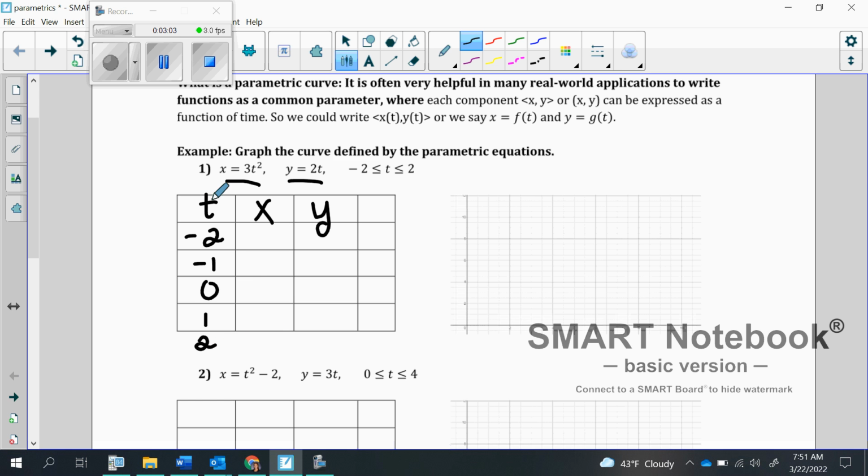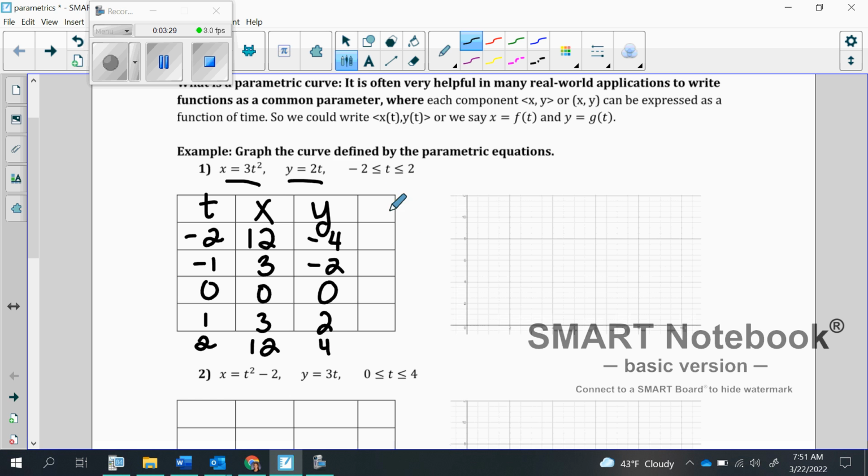Okay, and so I'm going to plug in t for x, and if I plug in -2 for t in x, I'm going to get 12. If I plug in -1, I get 3, 0, 3, and 12. So I plugged it in for this function for x, and then y equals 2t, so I'm going to plug in 2 times t. So t is -2, so it's going to be -4, -2, 0, 2, and 4.